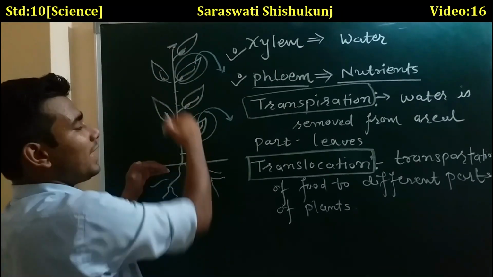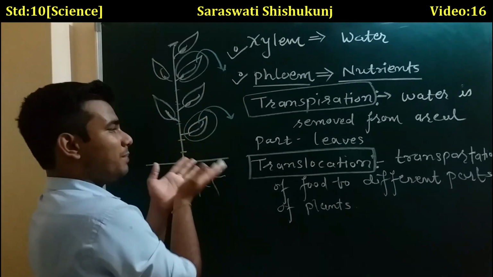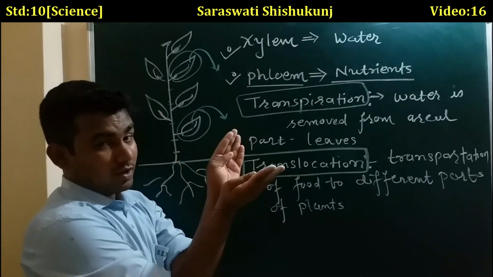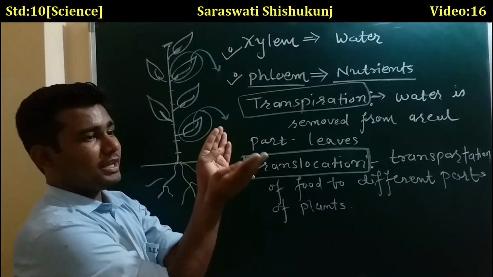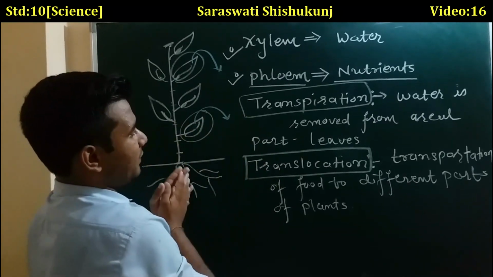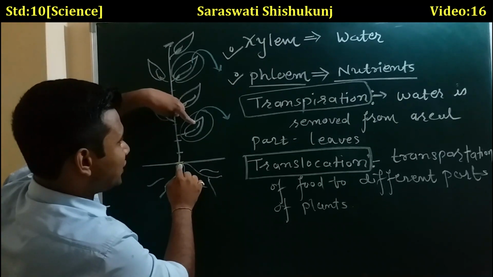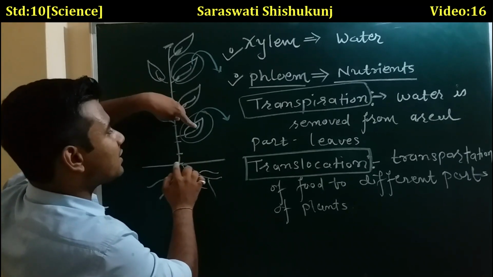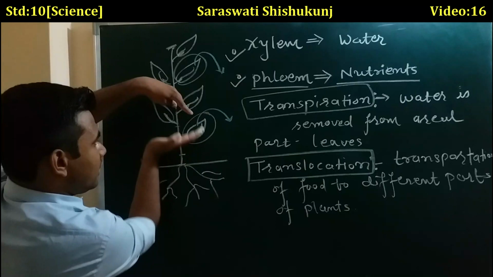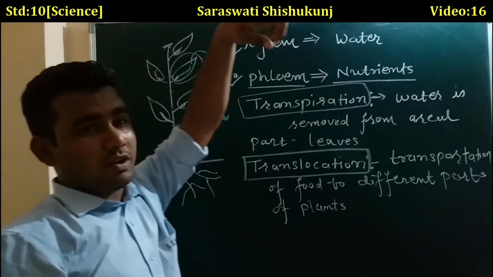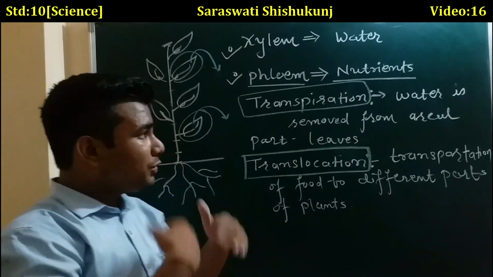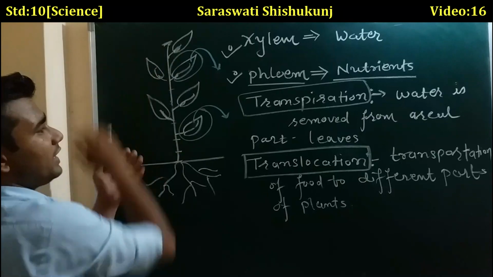Transpiration is the process in which water is removed from the aerial part, which is in contact with air, and generally we can say that it is the leaf, from the stomata by opening and closing of guard cells. By opening and closing of stomata by the guard cells, water is evaporated out from the leaf, and due to that a pressure difference and a concentration difference is created between two points, which provides a lift to the water to move in an upward direction. That is called our transpiration pull.